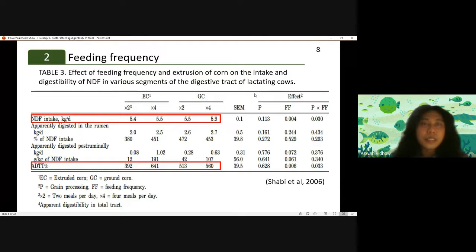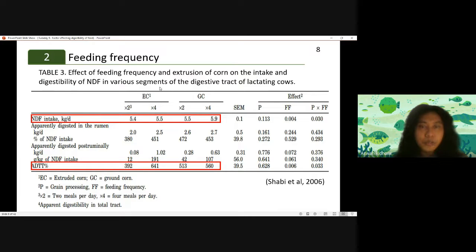The second part that we mentioned is the feeding frequency, as it has another effect on feed efficiency. From this experiment, they tried to identify the effect of the feeding frequency and extruding corn on the intake and the digestibility. Related to feed efficiency, from this table it is very clearly identified that feeding 4 times gets much better intake of NDF.